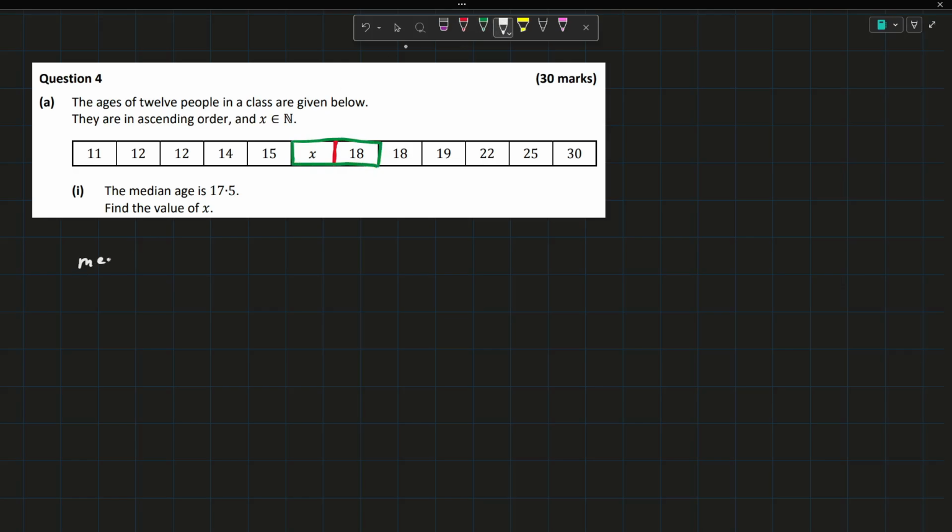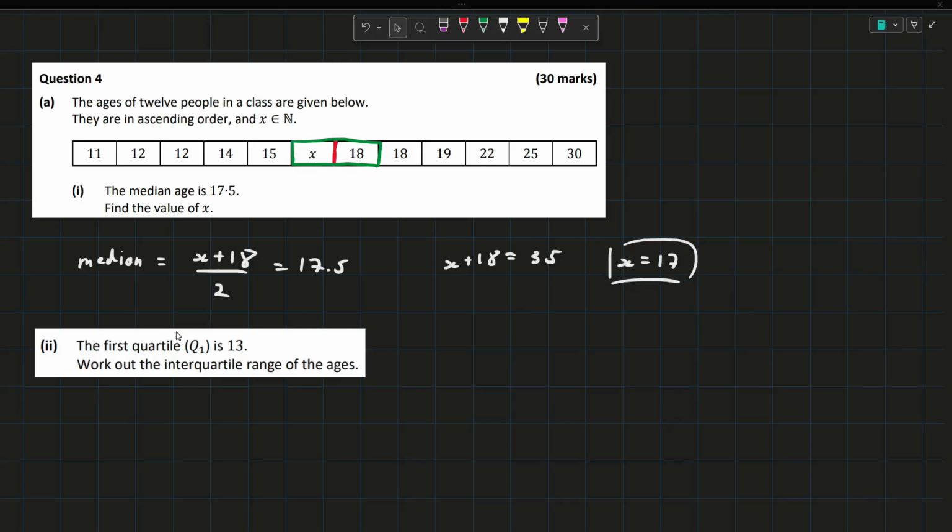When we have two values in the middle, the median is going to be the mean of those two values. So (x plus 18) over 2, and that's equal to 17.5. And then you can solve for x. So x plus 18 will be equal to 35. That means that x is equal to 17.